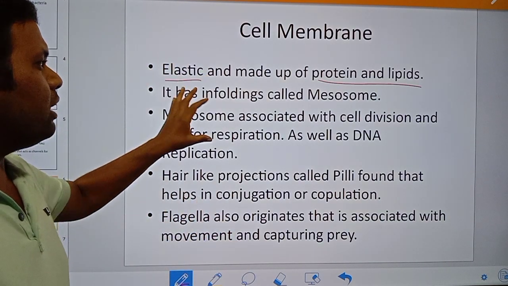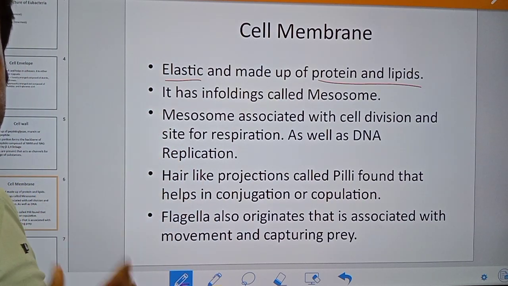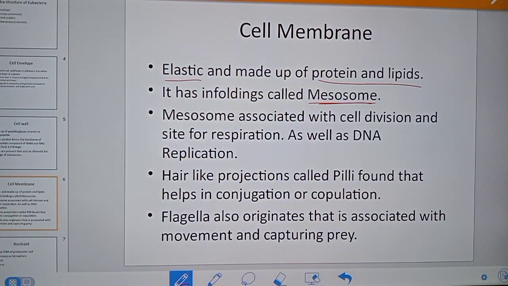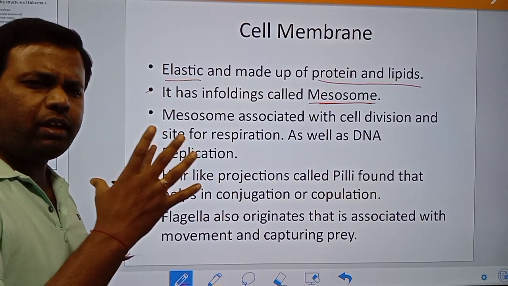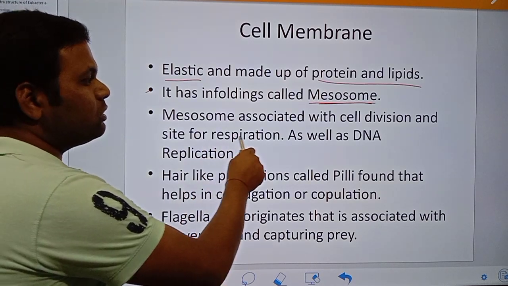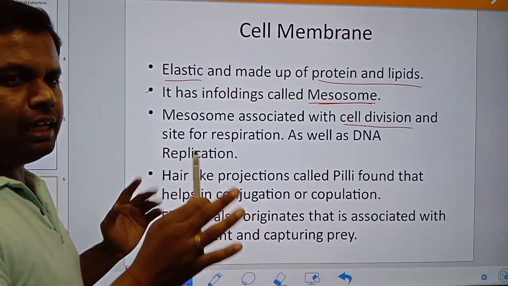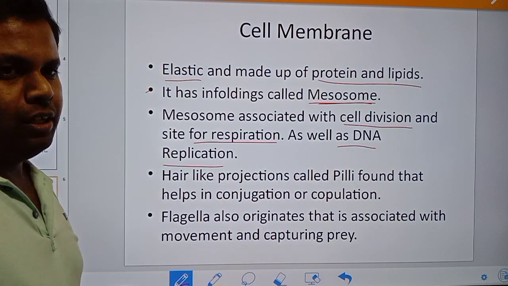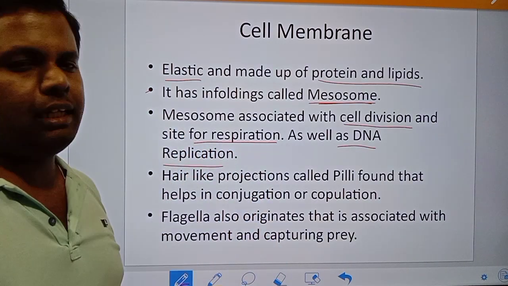This cell membrane also has some infoldings. In the infolding, finger-like introjections will be there, which are called mesosomes. This is also an important part you should remember, because the mesosome has a very important property. It is attributed to a very important property of this prokaryotic cell. What is that? The mesosome is associated with cell division. First I will tell you the different properties, then I will elaborate on each one: site of respiration as well as DNA replication. So the mesosome is associated with cell division, respiration, as well as DNA replication.